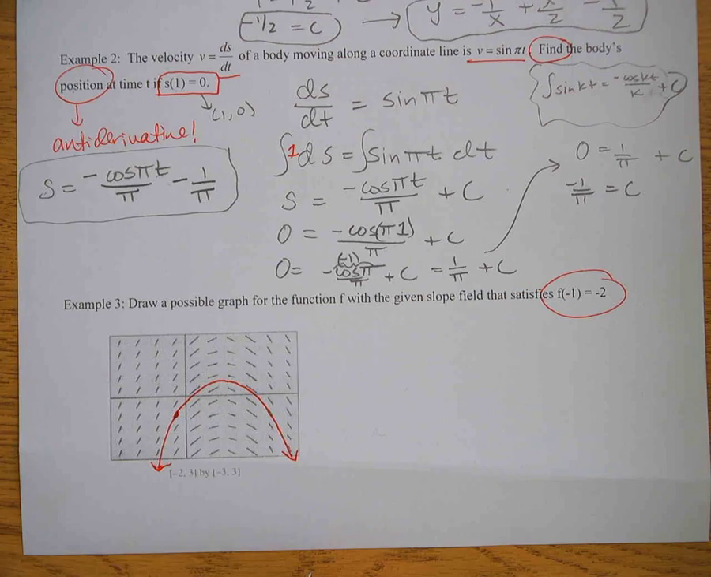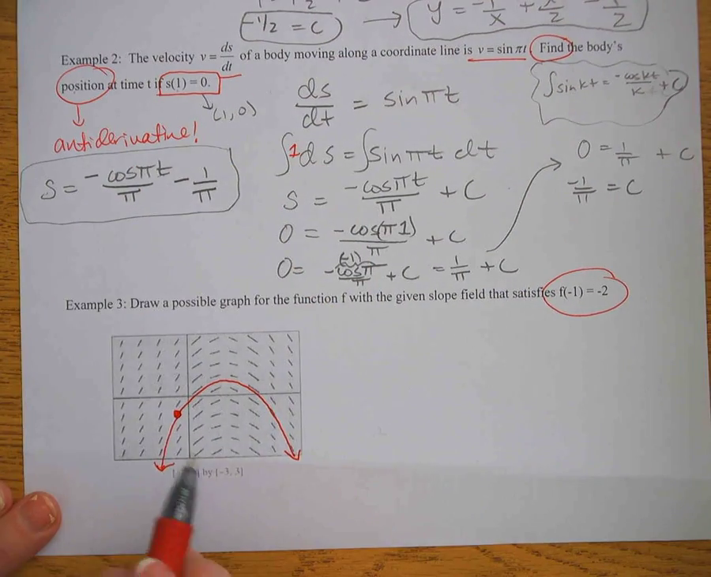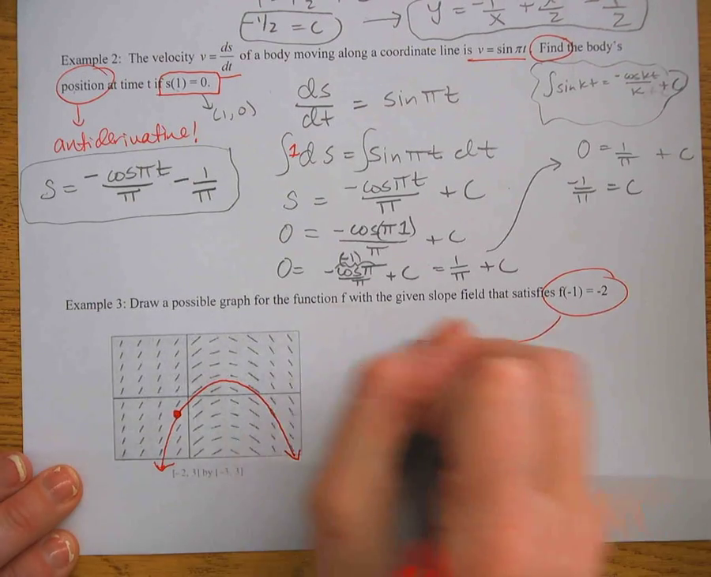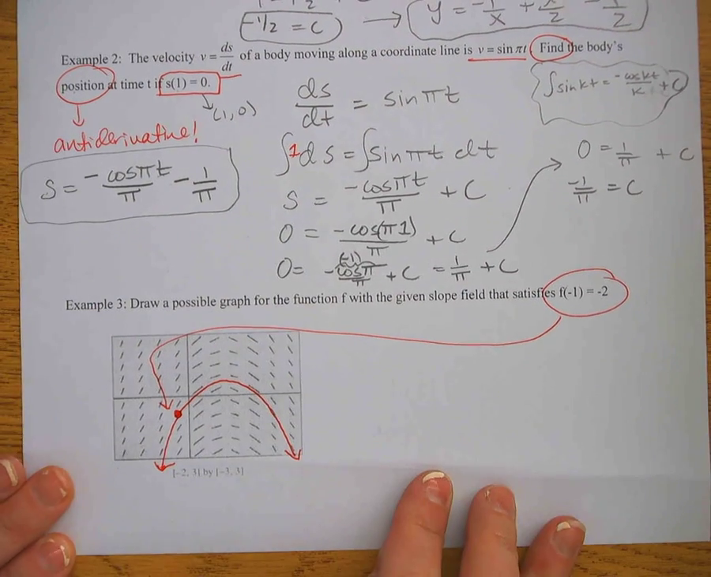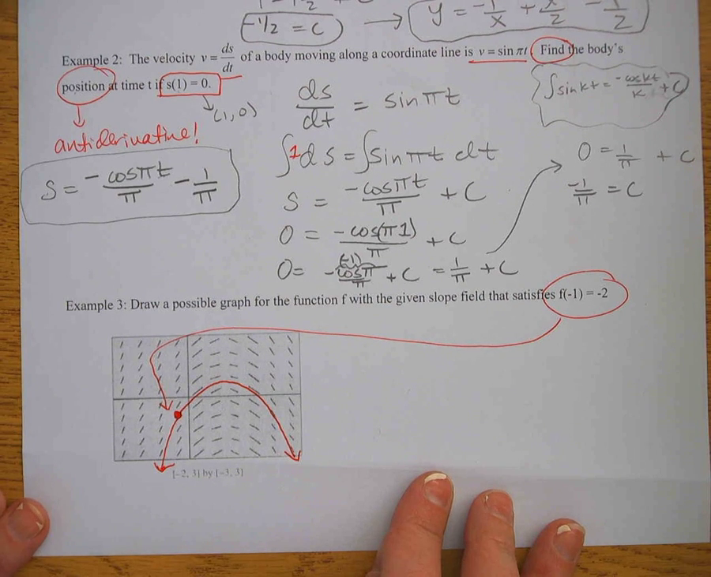And that's pretty much all you do. And that's all you can do. And the answers might differ a little bit, but you do want to make sure that you have the point that they specified clearly shown on your graph, and then from there you just follow the slopes. They don't have to touch the slopes, they just have to follow the general direction of the slopes.